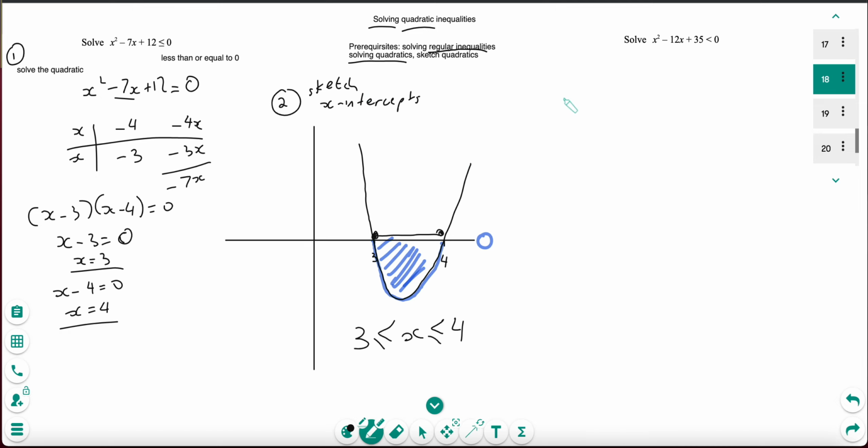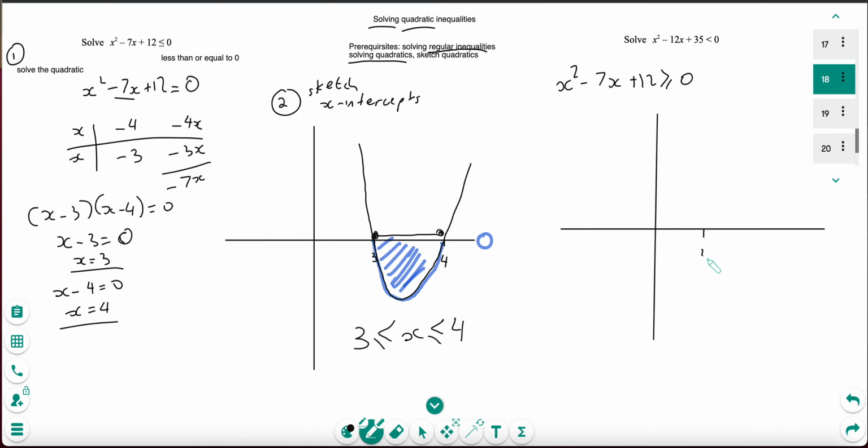If we're doing this question, and it was x squared minus 7x plus 12 is more than or equal to 0, you'll still do the exact same steps. You'll solve the quadratic and sketch it out. 3 and 4. Boom. Draw your U shape. Now it's more than 0. Remember, this line is 0, so we're looking for the parts above 0. So we're looking for this section here and this section here. Basically from 3 that way and from 4 that way.